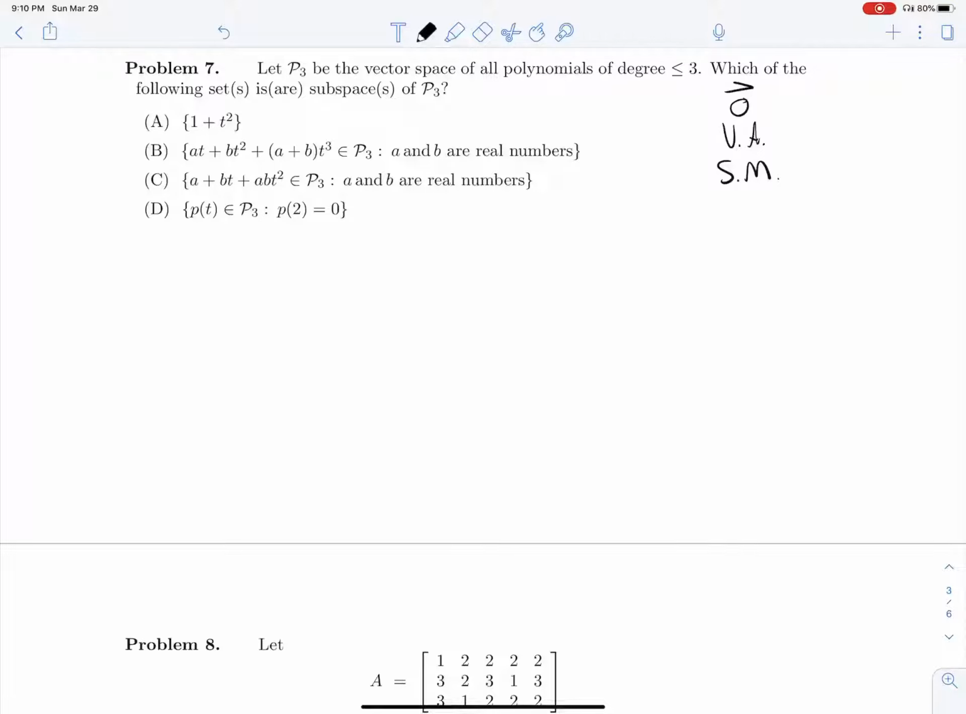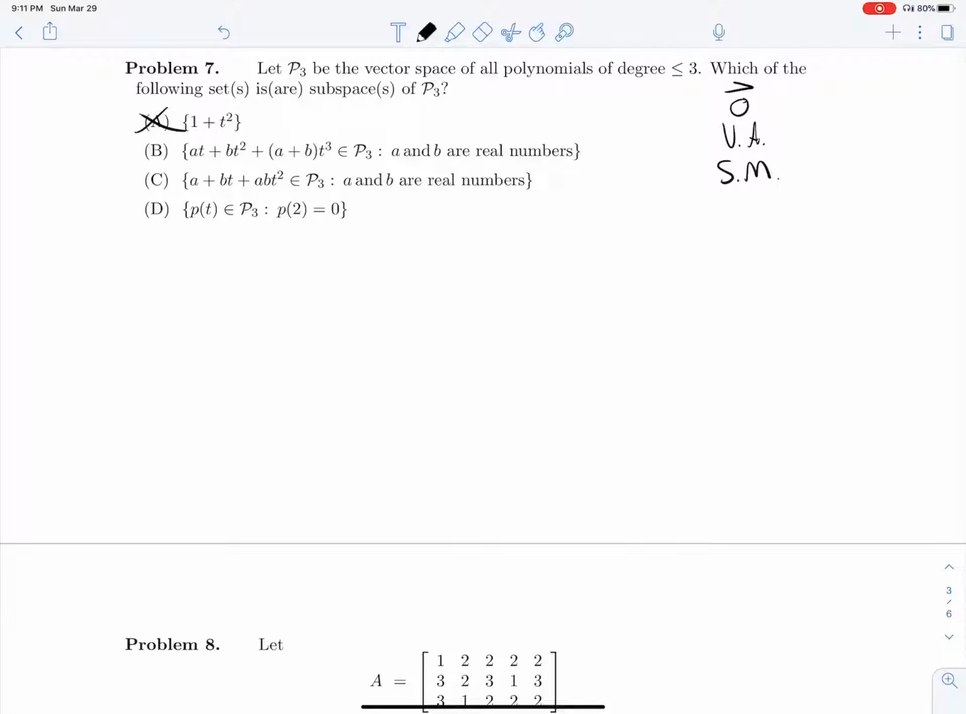So option 1, 1 plus t squared. Is that a subspace of P3? Well, let's start with our first rule. Does it include the 0 vector? Well, is there any number that you can plug into t which will solve 1 plus t squared equals 0? And in fact, there is not. The roots of this are plus or minus i, and we're looking for real valued solutions for this. And as a result, A is not a subspace of P3.